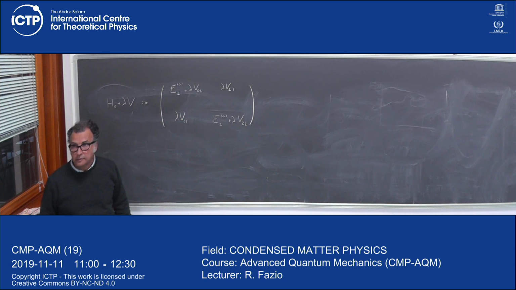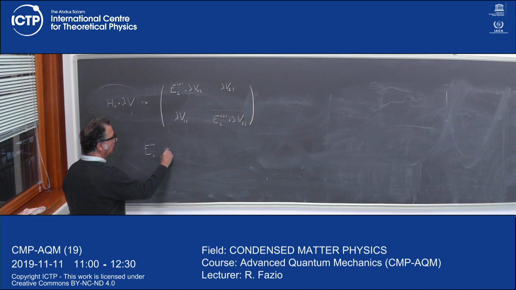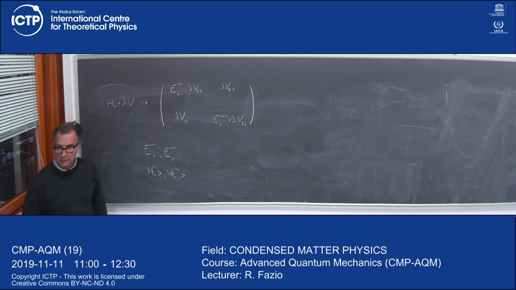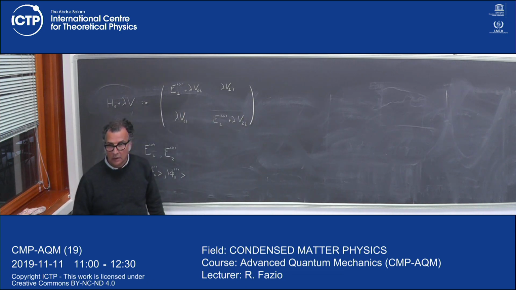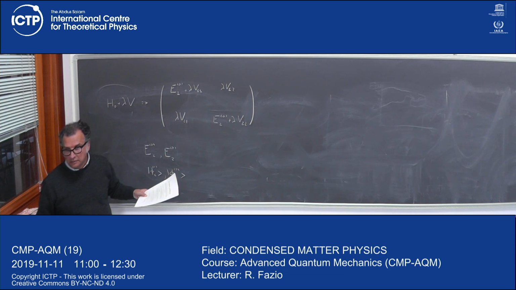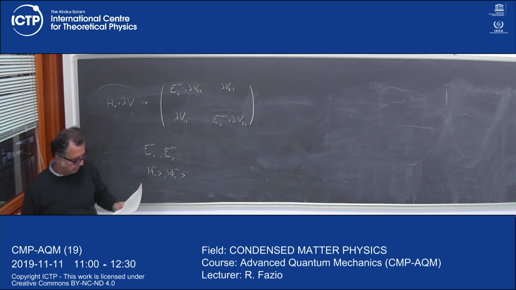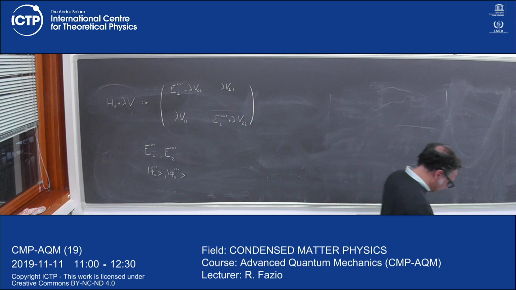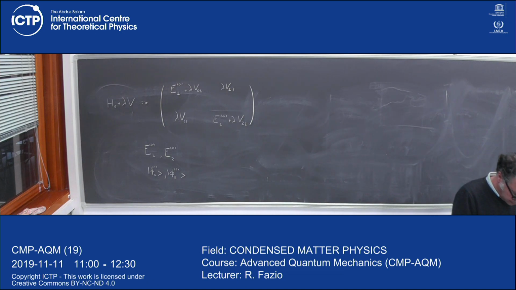Now, what are the unperturbed eigenvalues? The unperturbed eigenvalues are E01 and E02, right? And the eigenfunctions we call psi01 and psi02. Okay? These are the solutions when lambda is 0. Now, I would like to study the eigenvalue for any value of lambda. This is simple, it's just a quadratic equation to find the eigenvalues.